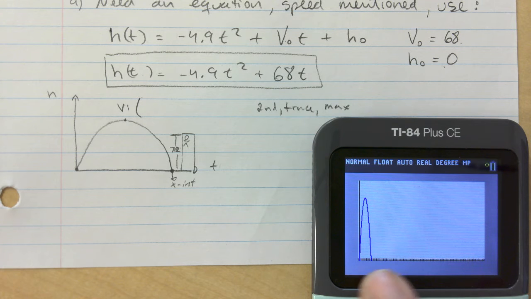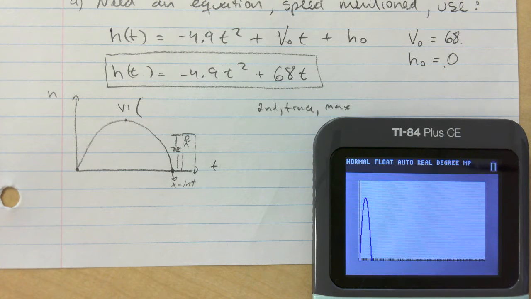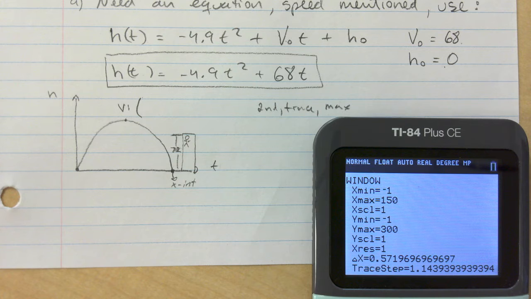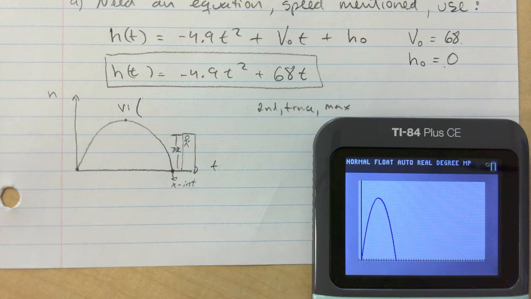Oh, yeah, that was plenty. So my x max is way too far. At least, let's try 50. So it's a third of what I had. I'm just looking at my screen, and I can reduce that significantly. This is good enough, right? So let's go ahead and find the vertex.